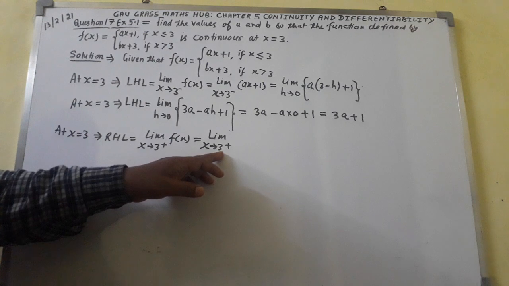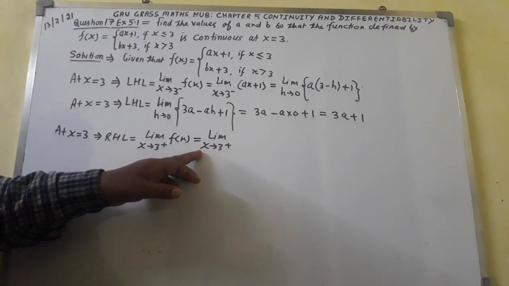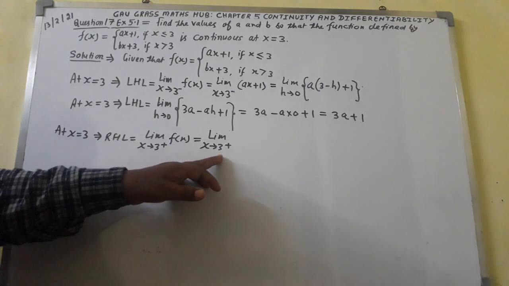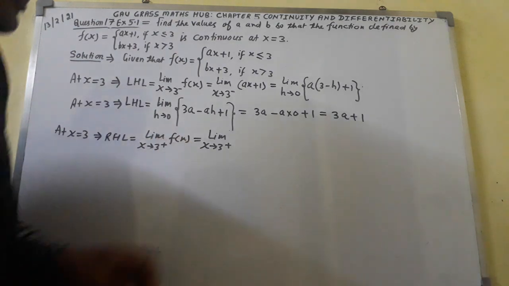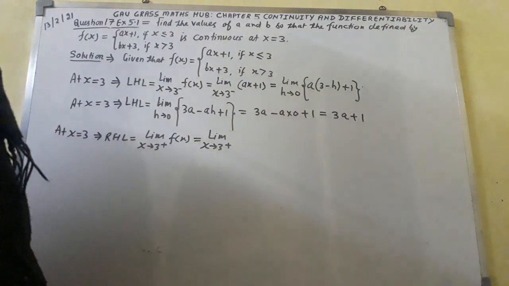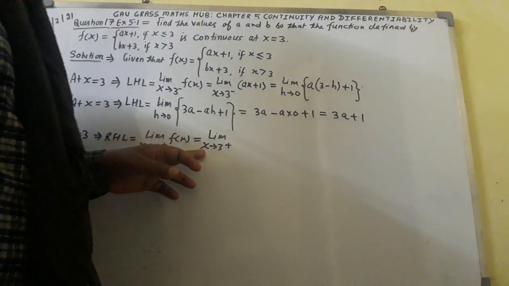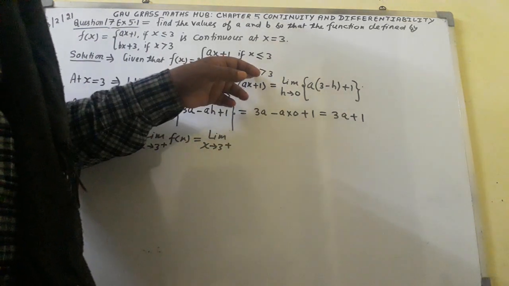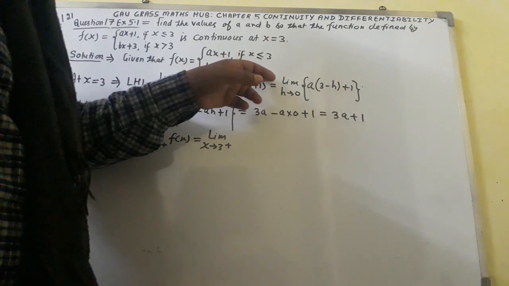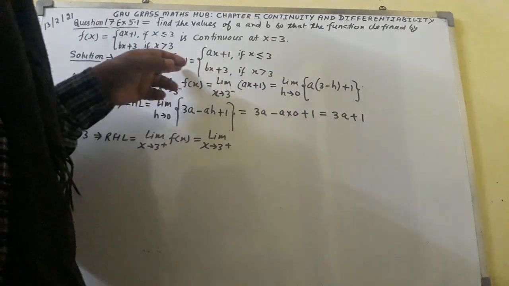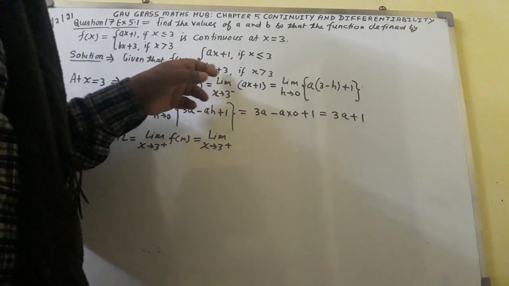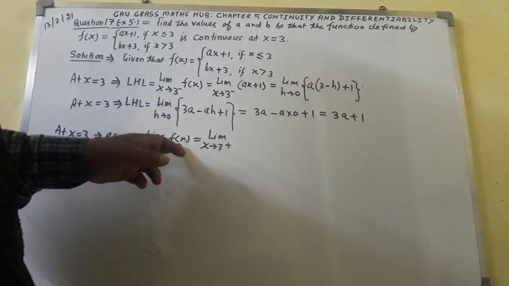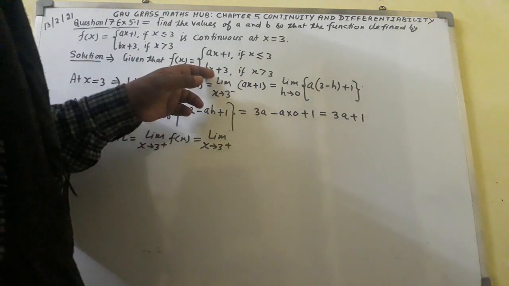F tends 3 positive means the value of x must be greater than 3. So we have to choose only one function in which the value of x must be greater than 3. Here you can see the value of x is greater than 3, so I shall choose the function f of x equal to bx plus 3. In place of f of x, I should write bx plus 3.